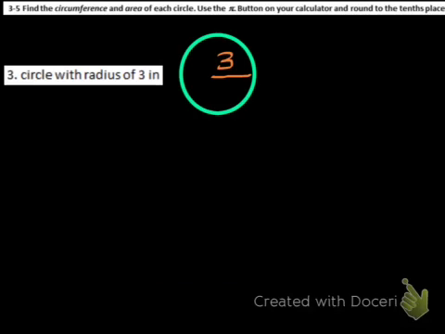For the last 3 examples that we do today, numbers 3 through 5, we're going to find the circumference and the area for each circle. So we're doing kind of 2 in 1. Circumference being 2 pi times radius, and our area being pi radius squared.